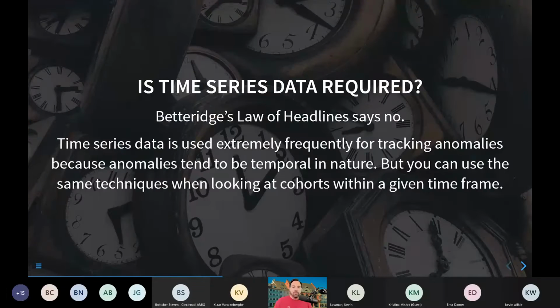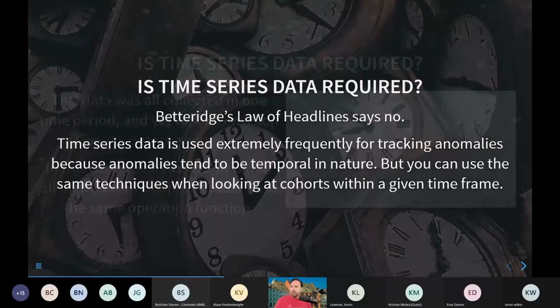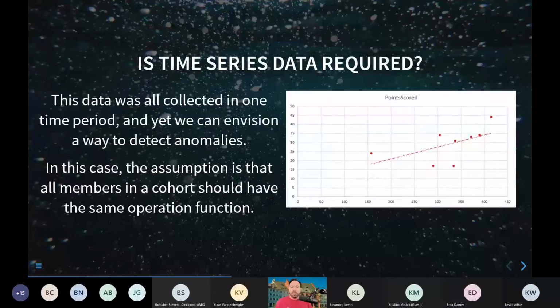Do you need time series data? Well, no, not necessarily. You don't actually need time series data. In fact, I showed you an example where we don't have time series data. This is over 1 week of NFL football, and time is neither of those attributes there. It was just collected in one time frame, and time frame here can be rather loose. As long as the data points are relevant enough to each other, they have the same operation function, in other words. So what do I mean by this?